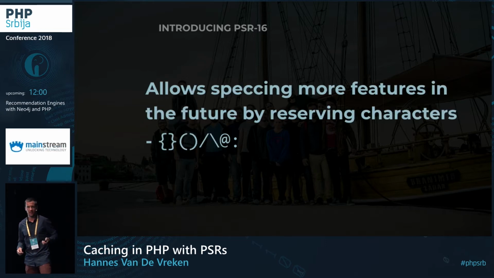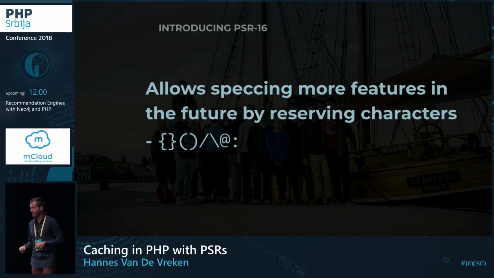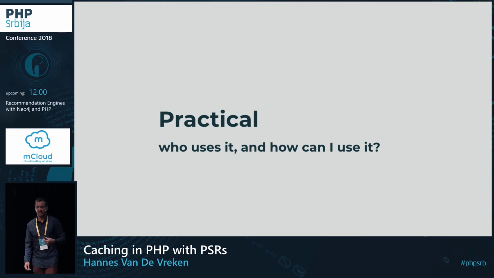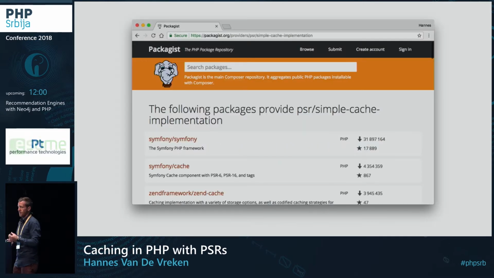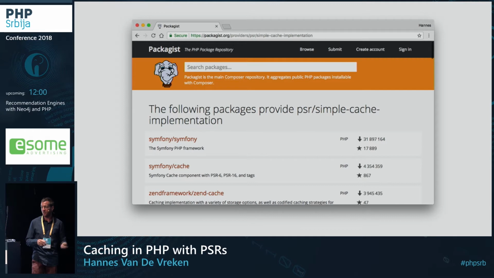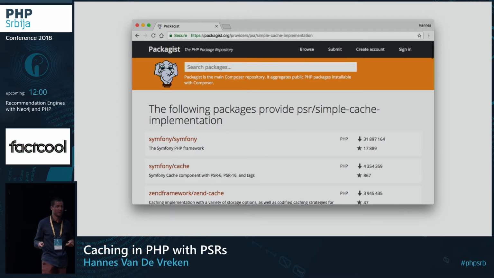Again, the same characters are reserved for future features. So let's do the same thing here. Practical: who uses it and how can I start using it? If you go to packages again, who's using it? There's a PSR Simple Cache implementation virtual package. If you click on that, there's a ton of packages that provide this. There's Symfony, which conveniently also provides this as an interface. And then there's a Zend implementation and a bunch of others.